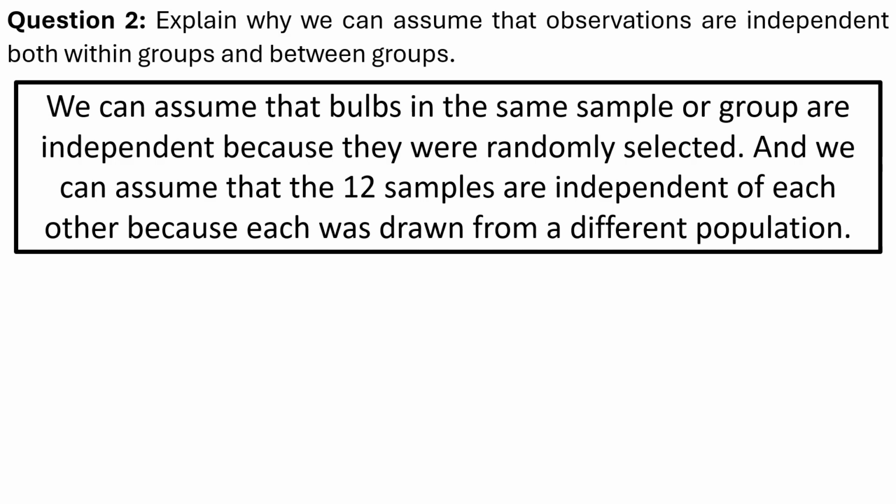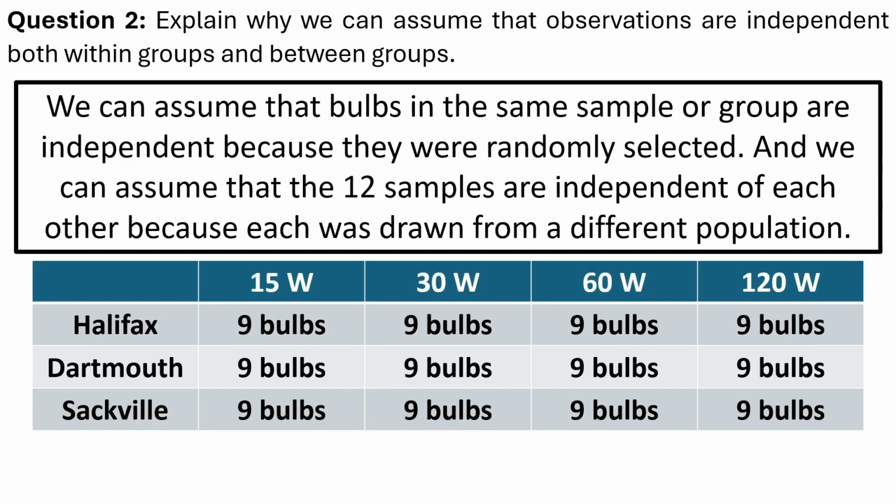We can also assume that the 12 samples are independent of each other, and the reason is each sample was drawn from a completely different population. So here we can assume that there's independence.